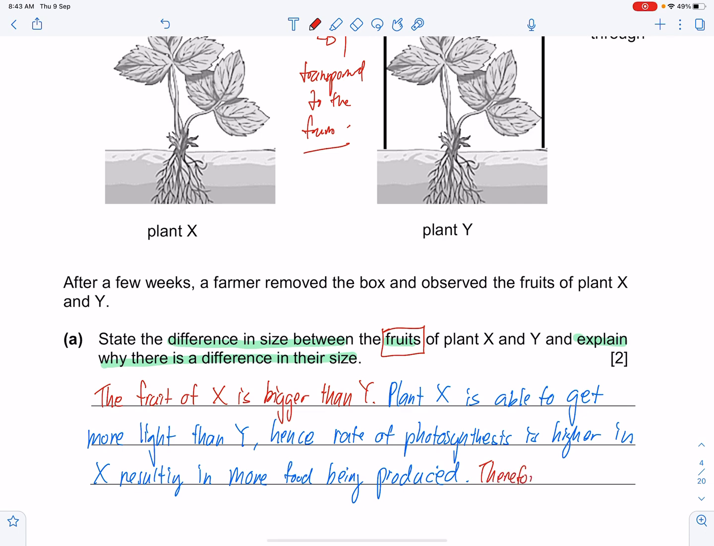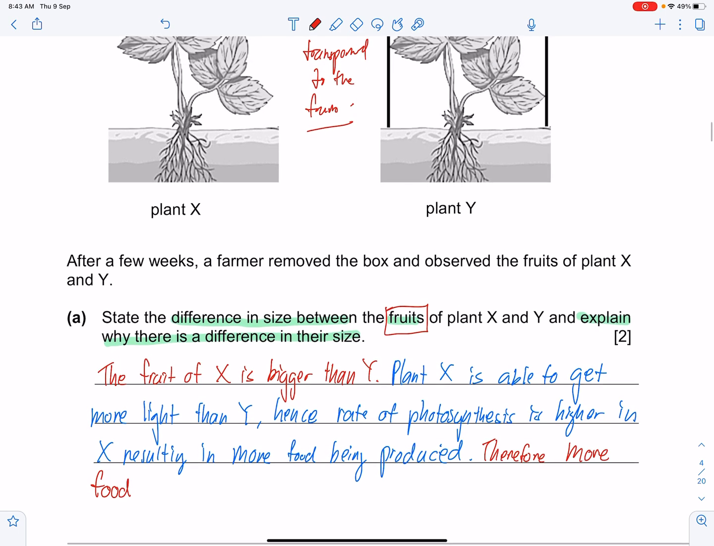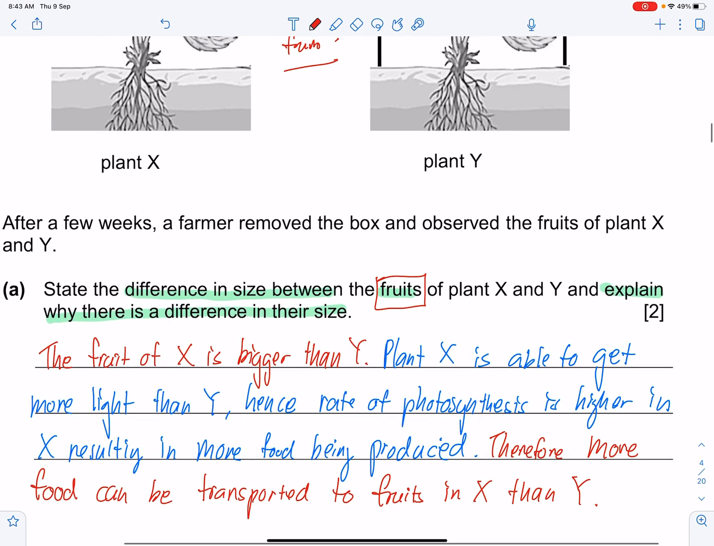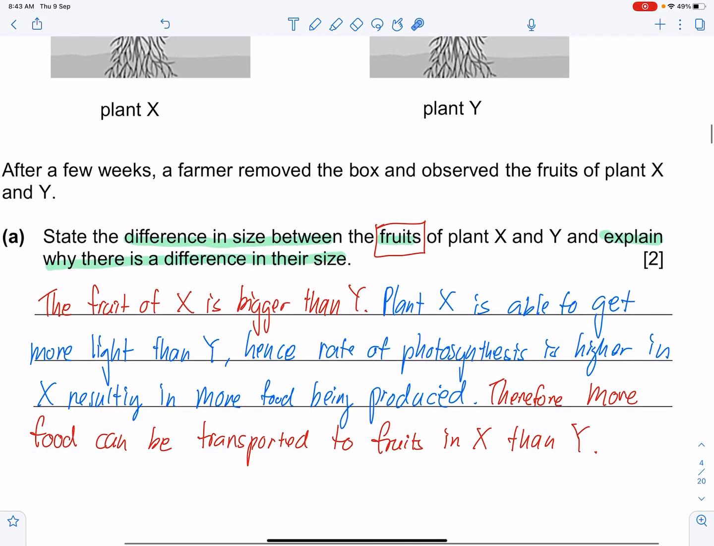Therefore, more food can be transported to X, to fruits in X than Y. So can you see, look at my superlative term. It is very, very, very clear. There is no ambiguity. Can you see how the flow goes? And because I annotated over here, the structure of my answer is very clear.